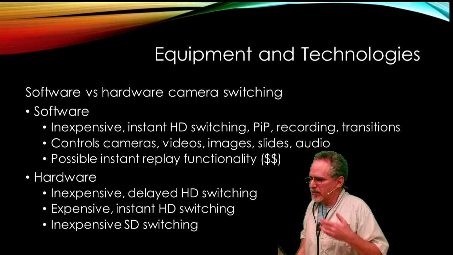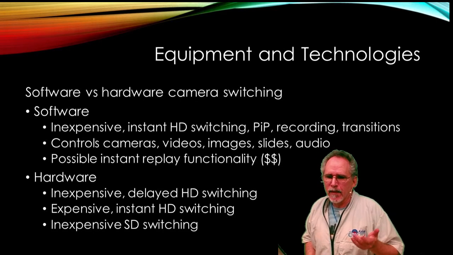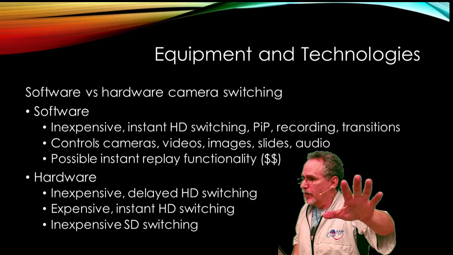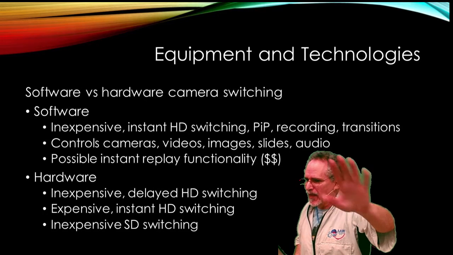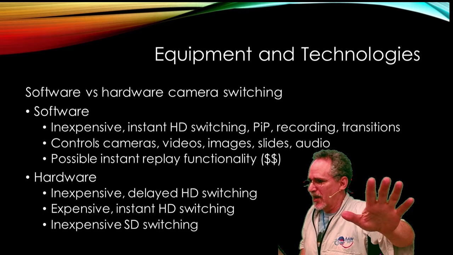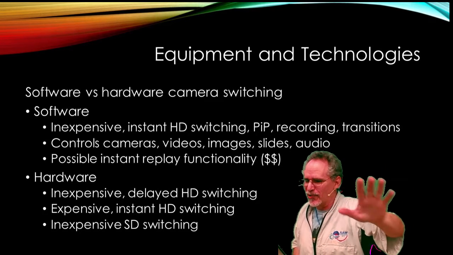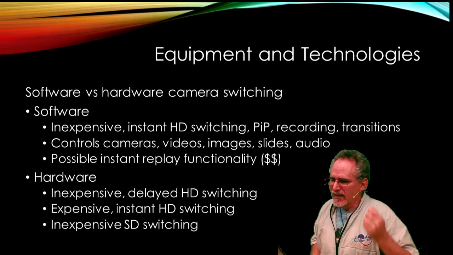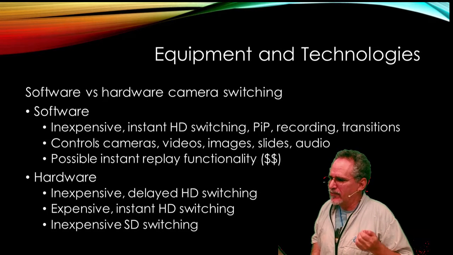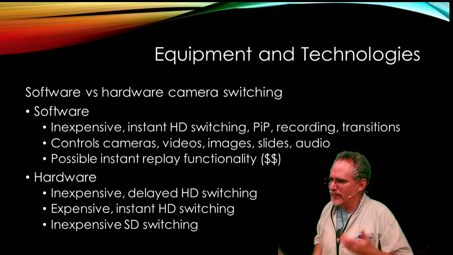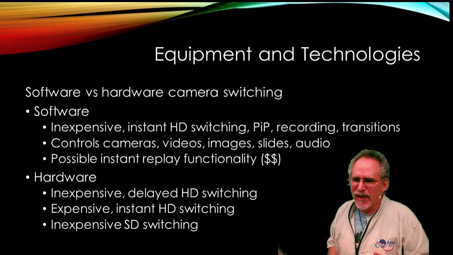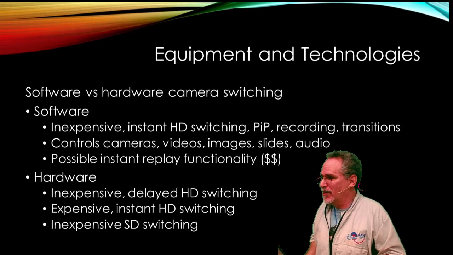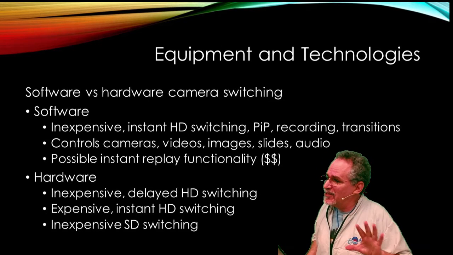For the switching system that I'm using, there are hardware switchers and there are software switchers. Software switchers can be inexpensive. The program I'm using on this computer, although it's not the license that I've got, the basic license for this is $60. We're not talking about a $30,000 TriCaster here. It gives you instant HD switching. It gives you picture-in-picture. It lets you record. It gives you transitions. It does all that stuff. It controls cameras, videos, images, slides, or whatever. And if you really want to put in the money for it, like $700, you can have instant replay.